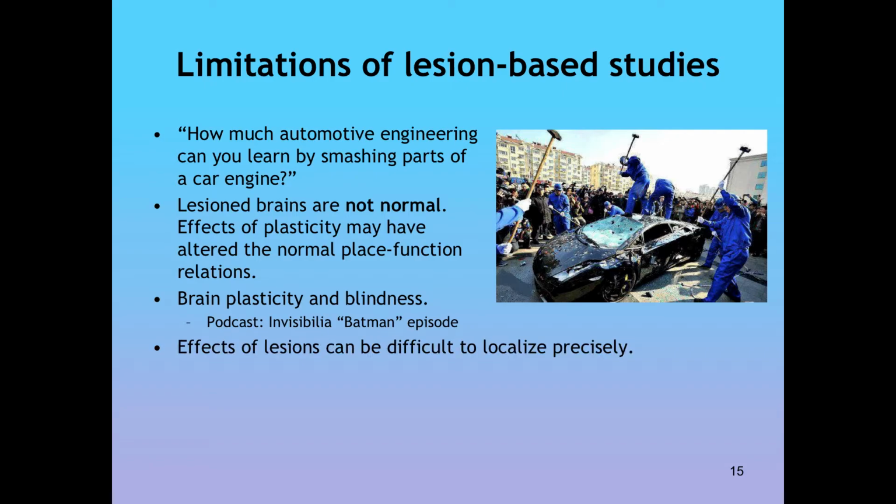Okay, so in summation, it's hard to draw strong conclusions about how a normal brain works by only studying abnormal brains. So we need a way to study normal brains as well. And as I mentioned before, effects of lesions can be difficult to localize precisely. So what is a poor scientist to do?